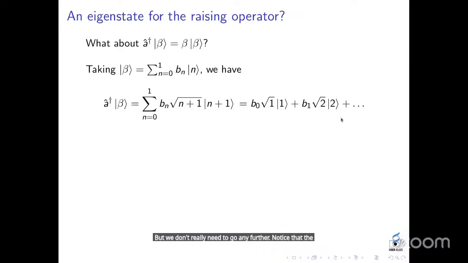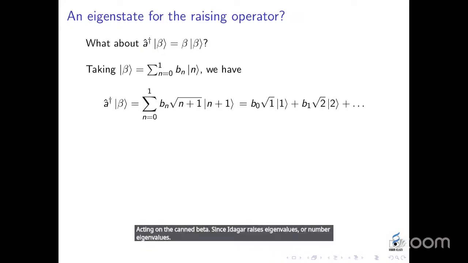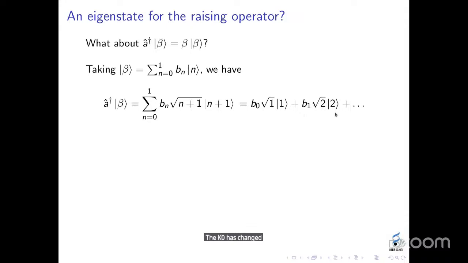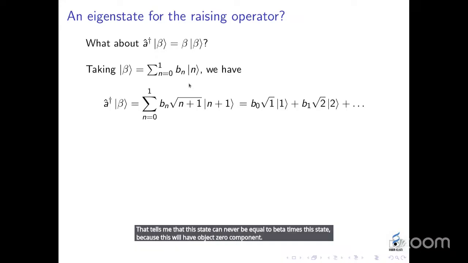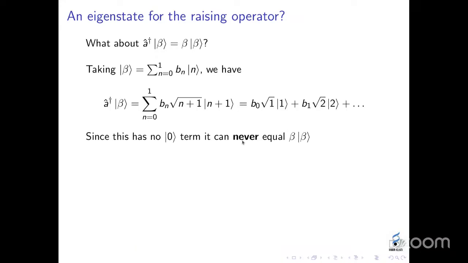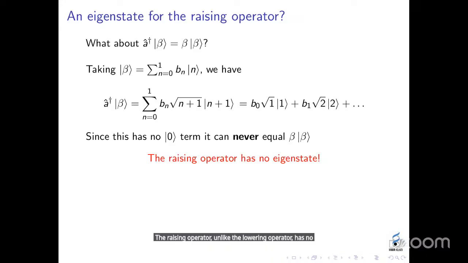Notice that the original ket beta had a b naught ket 0 component. That state is no longer there in A dagger acting on the ket beta. Since A dagger raises number eigenvalues, the ket 0 has changed under the action of A dagger to ket 1. So this one has no ket 0 component, and that tells you that this state can never be equal to beta times this state, because this will have a ket 0 component. The raising operator, unlike the lowering operator, has no eigenstate.